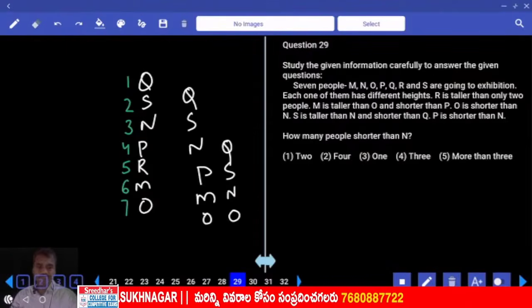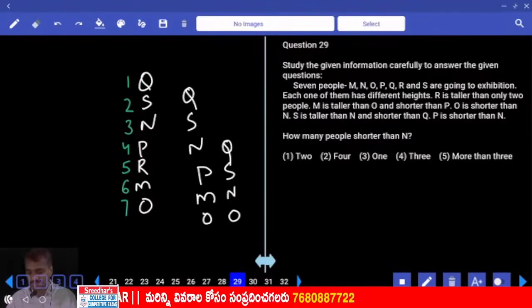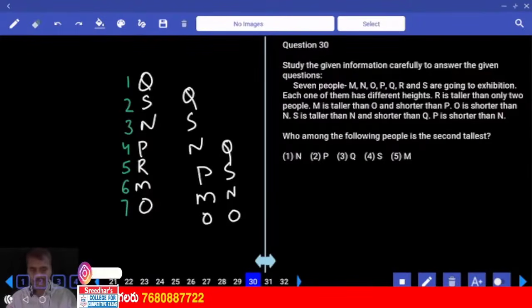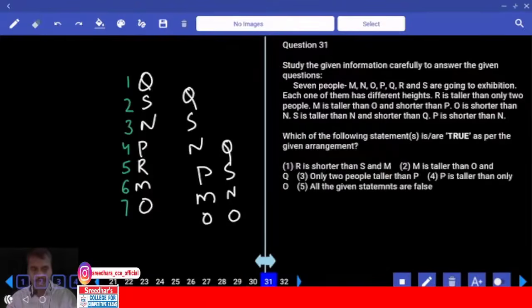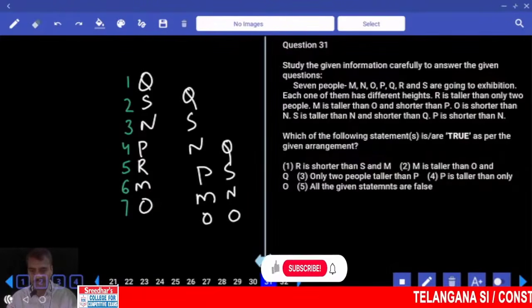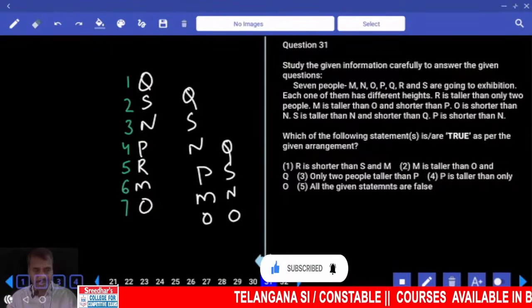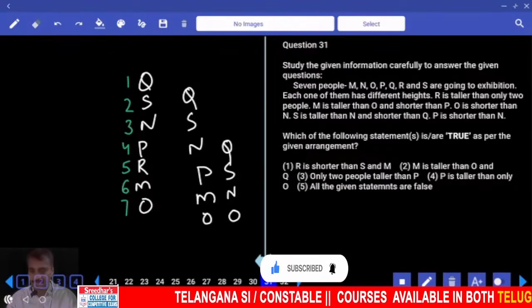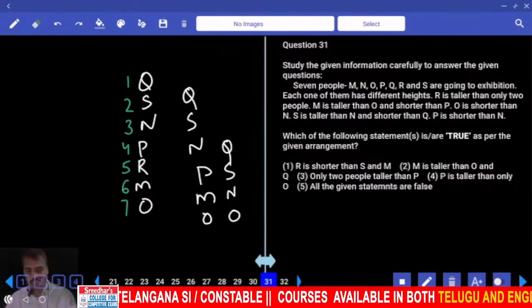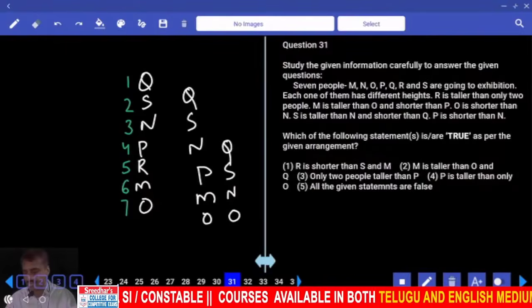Then how many are shorter than N? Shorter than N, there are 4. 4 is the choice to question number 29. Then 30, the second tallest, yes, that is choice 4. Then, R is shorter than S and M, false. M is shorter than O and Q, false. Only 2 are taller than P, false. P is taller than only O, that is again false. All the given statements are false, choice 5.